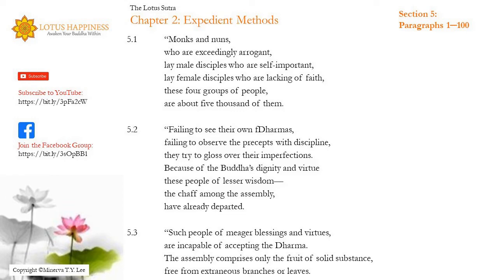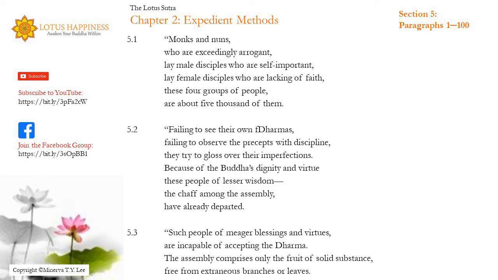Monks and nuns, who are exceedingly arrogant. Lay male disciples who are self-important. Lay female disciples who are lacking of faith. These 4 groups of people are about 5,000 of them.